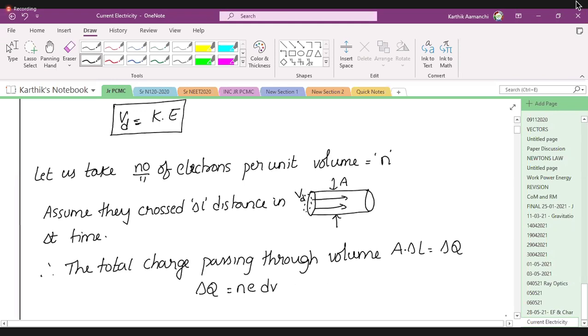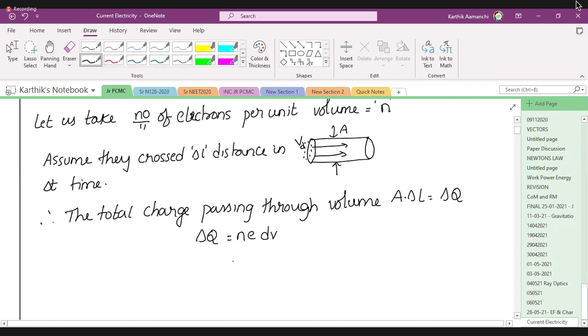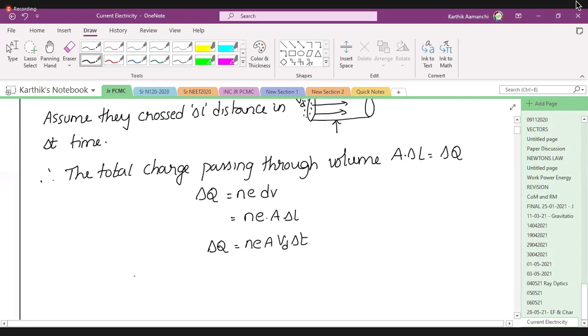This is called N E. What is your delta L? But delta L, do you know? You don't know. So it will be N E A VD delta T. The charge entering in a given volume is N E A VD delta T.